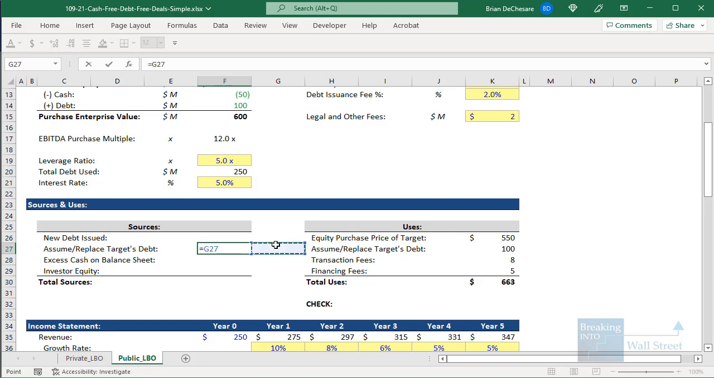For assume/replace target debt, we're going to link to the 100 right over here. And then for the new debt issued, we're taking the 250 and subtracting the 100 million of assumed/replaced debt, because this is really the brand new debt that's being issued and added to the company's capital structure.